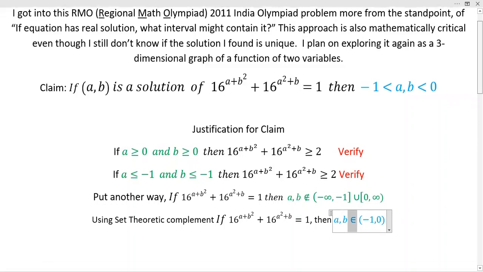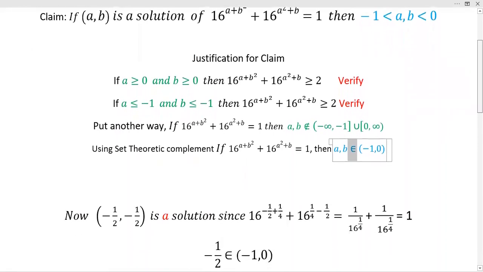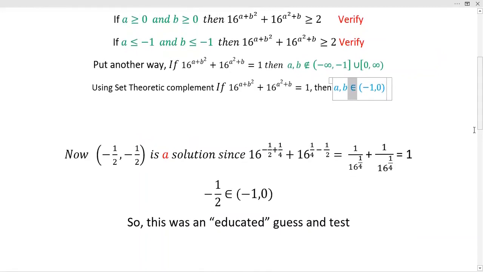Now, if you come on down with that knowledge, it makes sense to try some multiple of 2, since 16 is equal to 2 to the 4th power. Now, this isn't really a multiple of 2, but I picked -1/2 because -1/2 is in this interval. The ordered pair -1/2, -1/2 satisfies this condition. And you can do the arithmetic on it and see that it comes out to 1. I've tried to detail that for you right here.